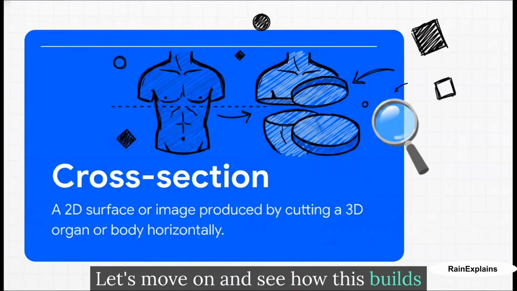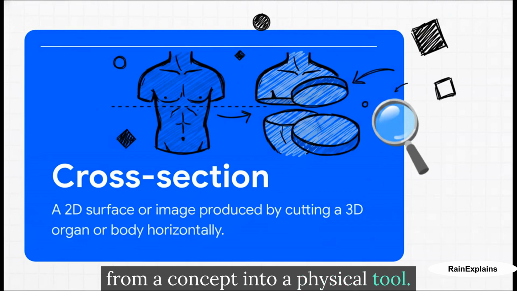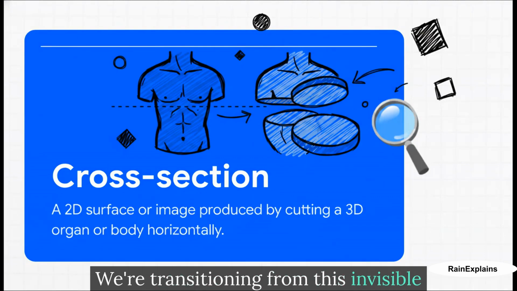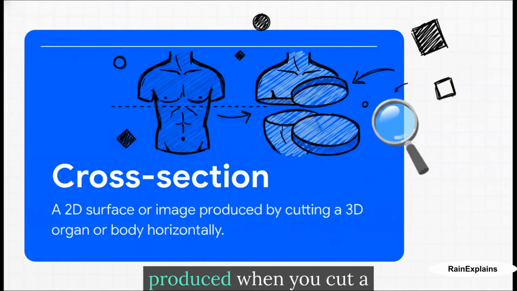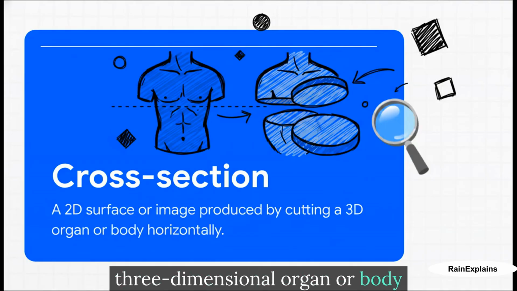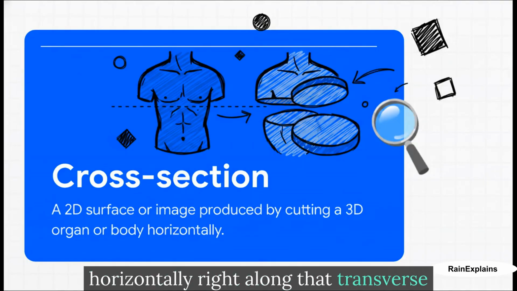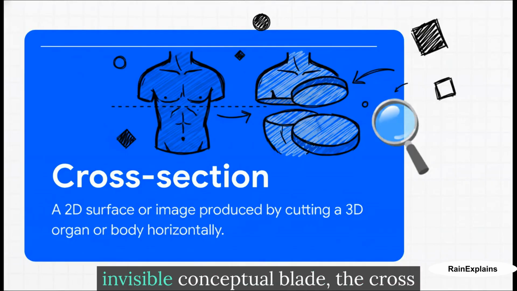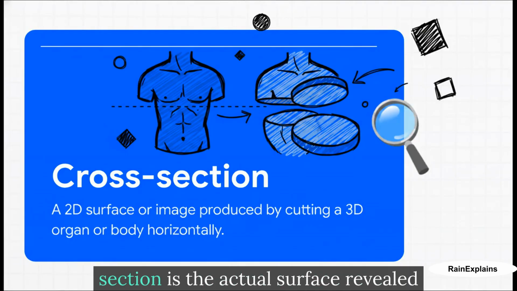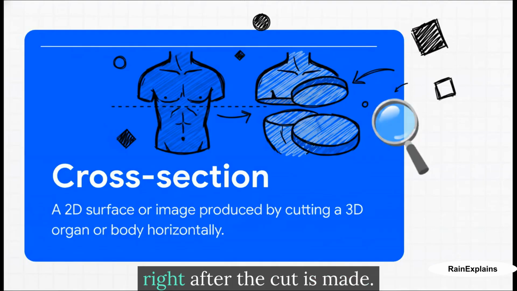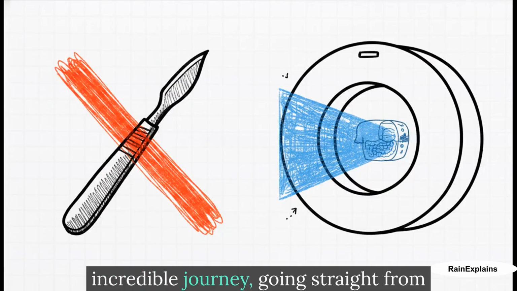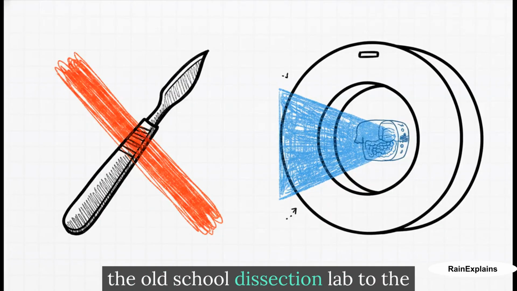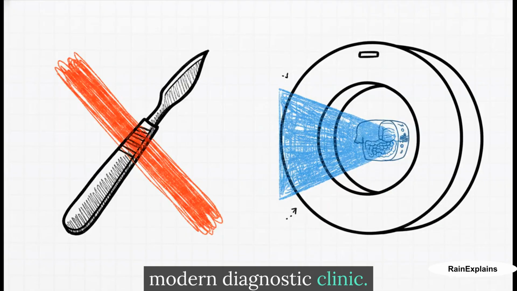Let's move on and see how this builds from a concept into a physical tool. We're transitioning from this invisible plane to a cross-section. A cross-section is the actual, tangible, two-dimensional surface or image that's produced when you cut a three-dimensional organ or body horizontally right along that transverse plane. So if the transverse plane is the invisible conceptual blade, the cross-section is the actual surface revealed right after the cut is made. And this concept takes us on a pretty incredible journey, going straight from the old-school dissection lab to the modern diagnostic clinic.